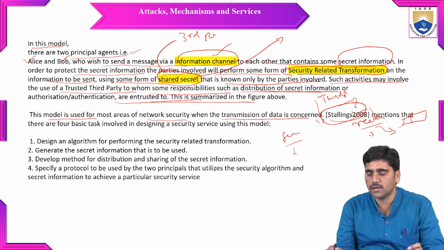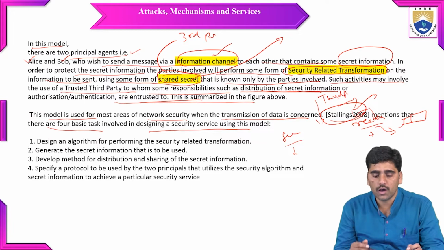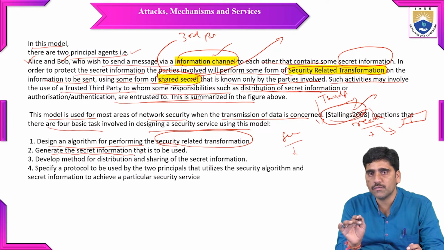Here, the textbook Stallings 2008 mentions that there are four basic tasks involved in designing a security service using this model. So how is that secret going to be generated? Design an algorithm for performing the security related transformation, that is, sharing a secret key. Then next, generate the secret information: what information you are going to expose to the receiver side. Like the four letters of the name and the date of birth, that is going to be a secret key.